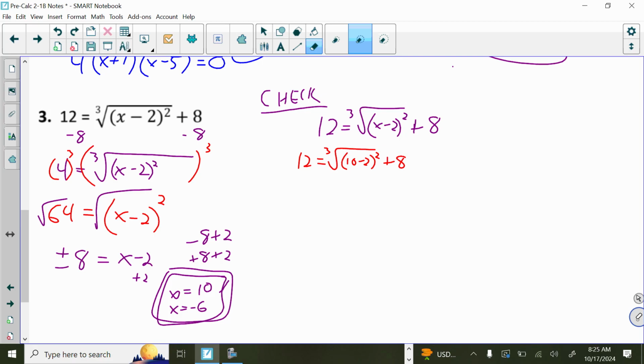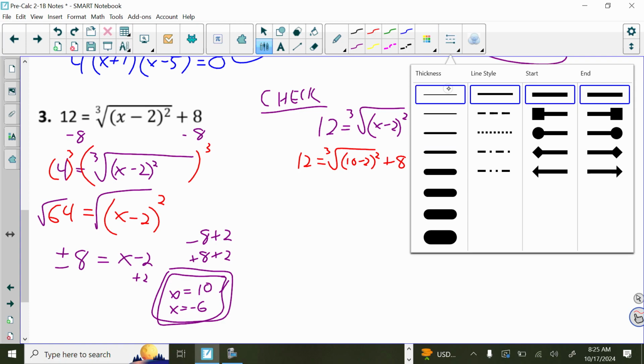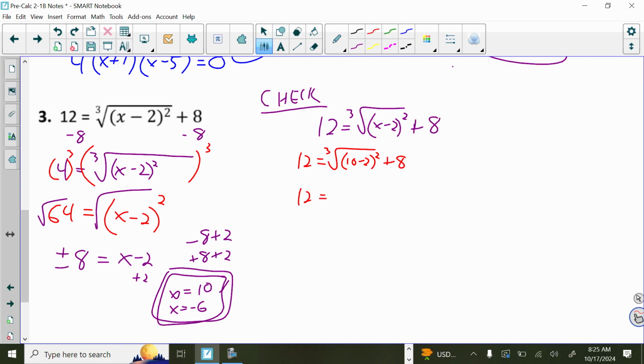Okay, so now what I've got is 12 equals the cube root of 8 squared, which is 64. Okay, and I know I can do the cube root of 64, so I end up with 4 plus 8, so I get 12 equals 12. So 10 is a good solution.